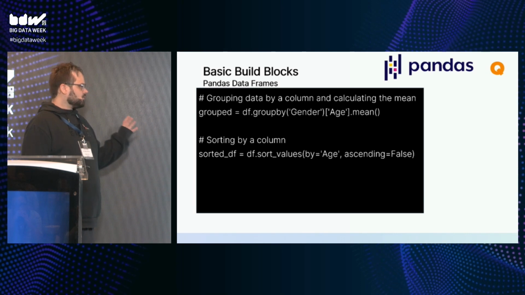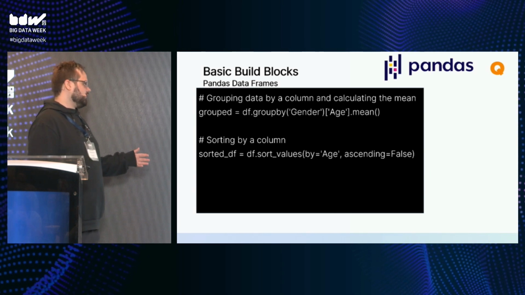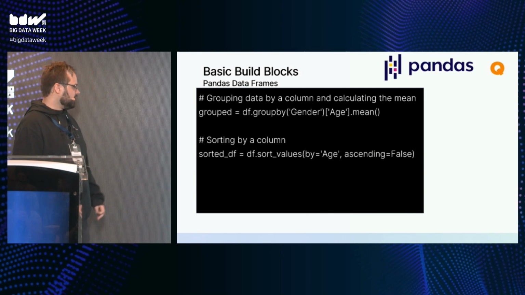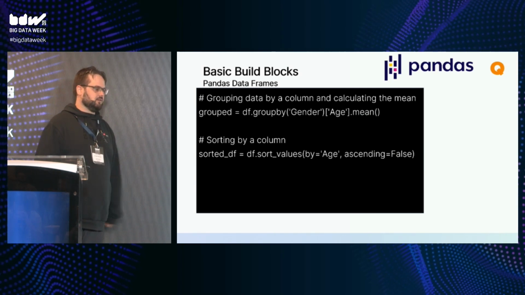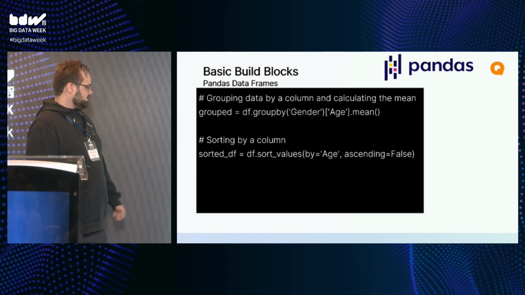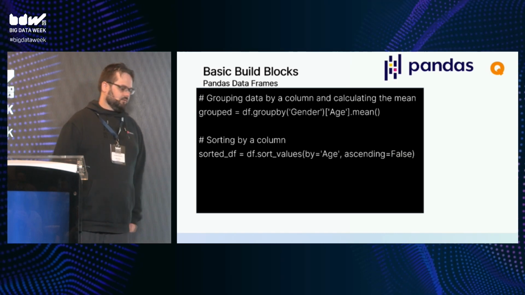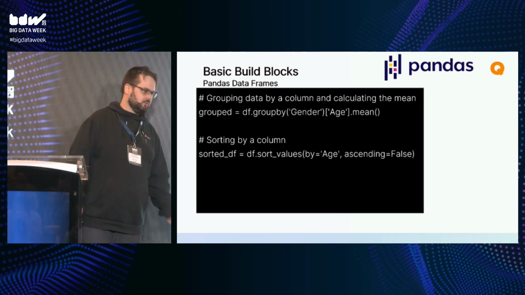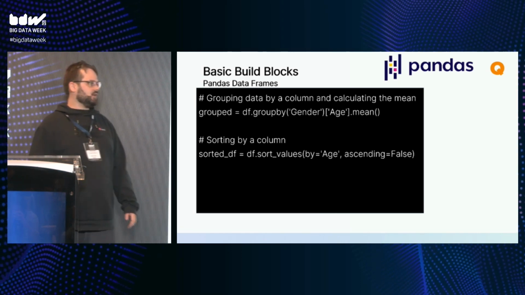You can do some grouping of data and do some calculations. In this example, we group by gender and look at the age column and see what's the mean age of that particular gender. And you can do sorting. We can take a column, sort it by age, ascending or descending, and we got a sorted column.